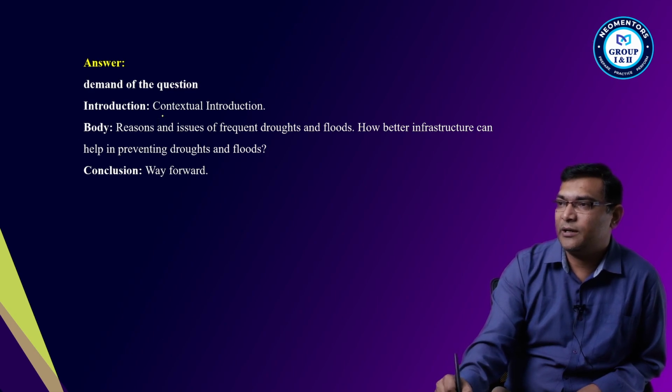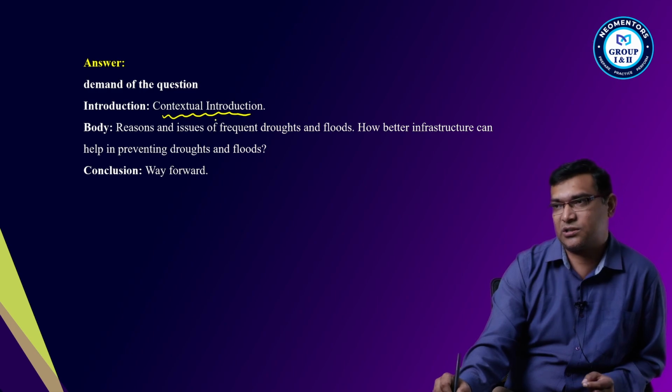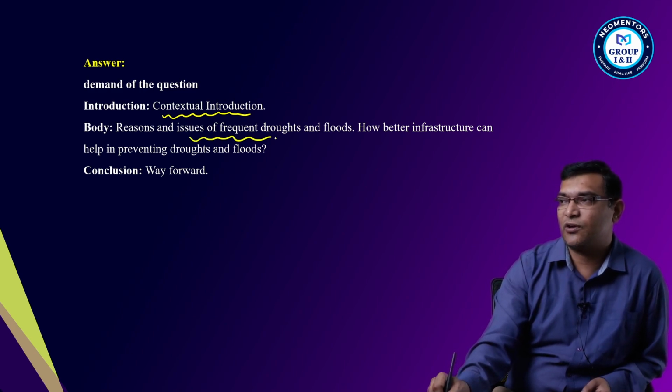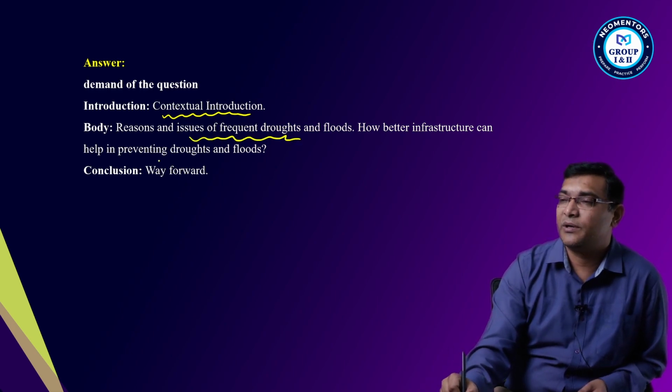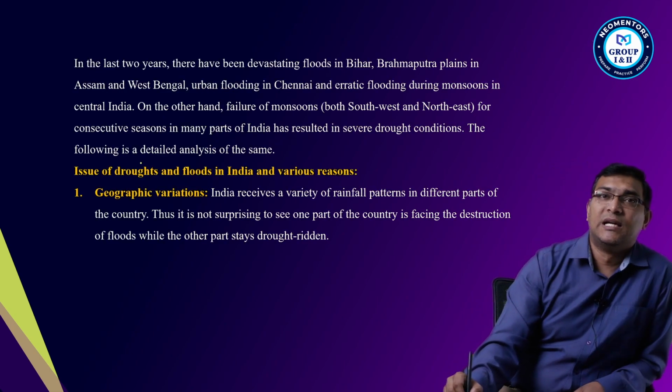Here we have to write about the floods or the El Nino, floods or the droughts. Then reasons for the frequent droughts and floods and how infrastructure can prevent them. Then conclusion. See here. Now let us see.